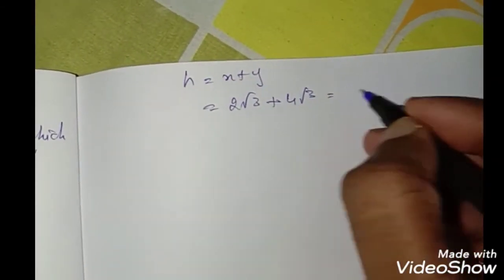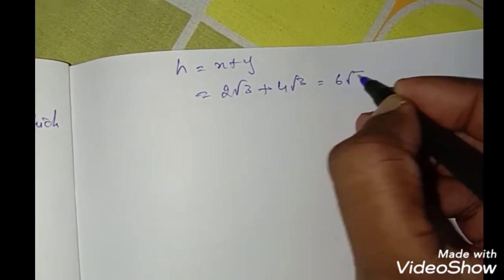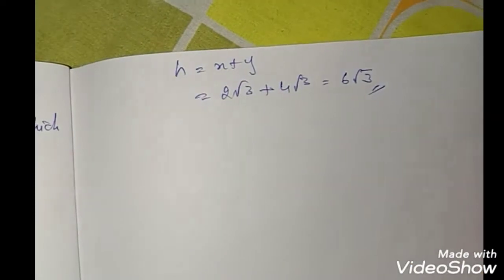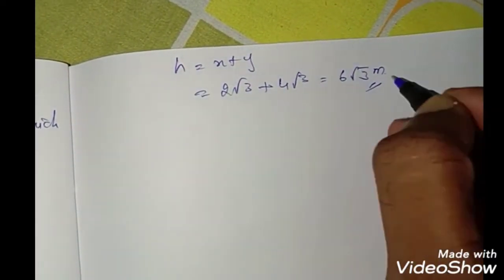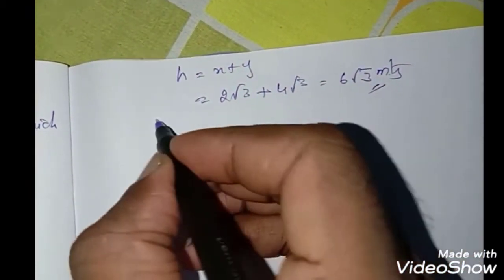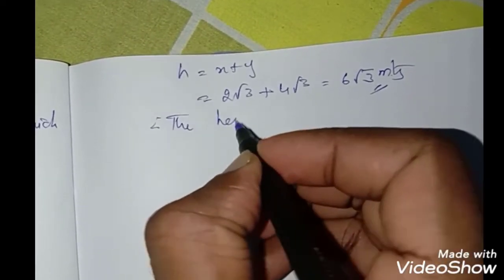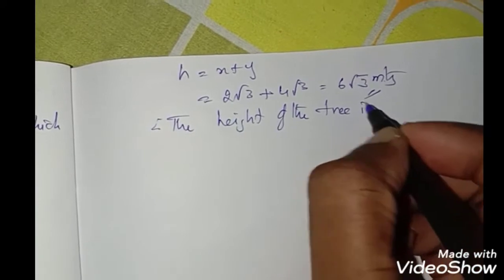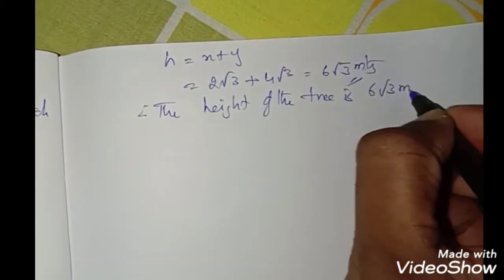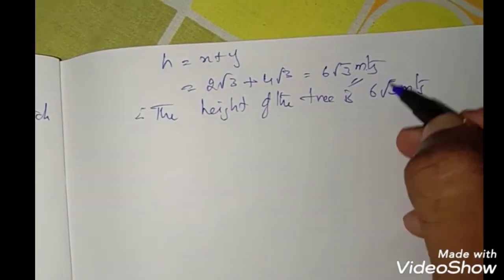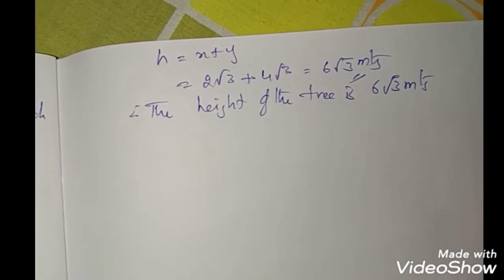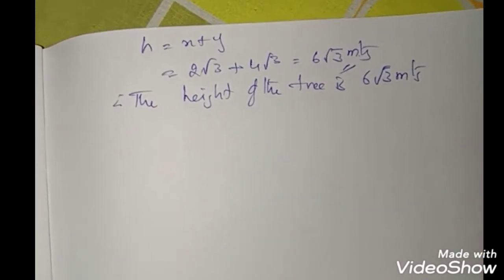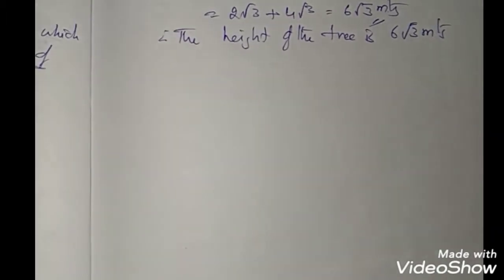So is equal to, if I add, you will get total 6 root 3. So like this you are finding your answer, that is 6 root 3 meters, right? So therefore the height of the tree is 6 root 3 meters, or else we can convert this root 3 as 1.732 and multiply with 6, also you will get the answer, right?